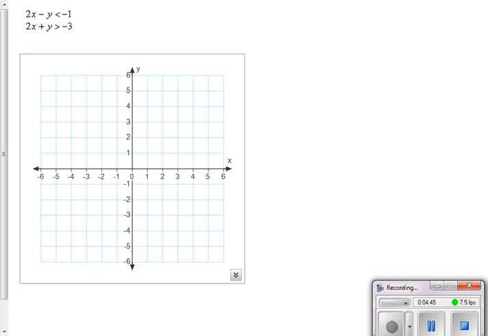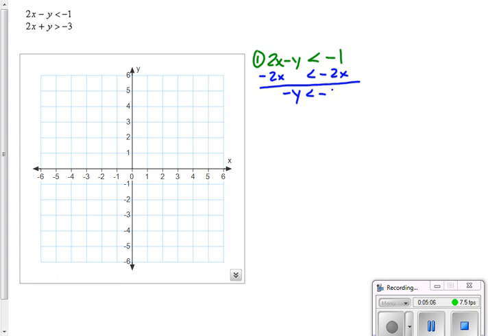Example 3, we need to get both equations here in slope-intercept form. So I'll take equation 1 here. That is 2x minus y is less than -1. I'm going to go ahead and put that into slope-intercept form. I would do that by subtracting 2x from both sides. I would get negative y is less than negative 2x minus 1.